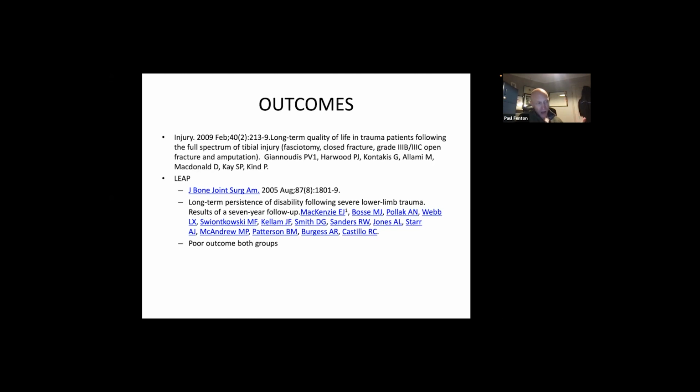So, a high energy open tibial fracture is a massive injury. It's a life-changing injury, and a significant proportion of patients are not going to get back to anything like the function that they had before the injury.